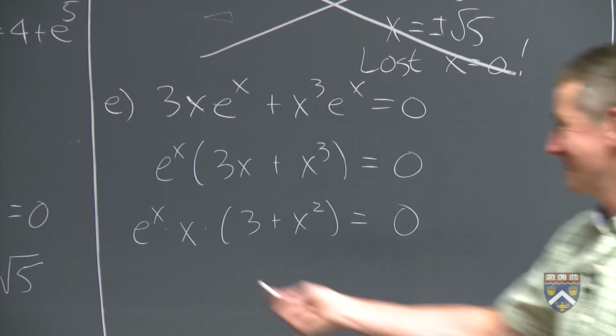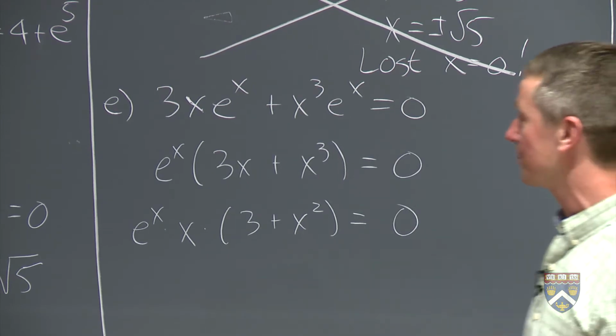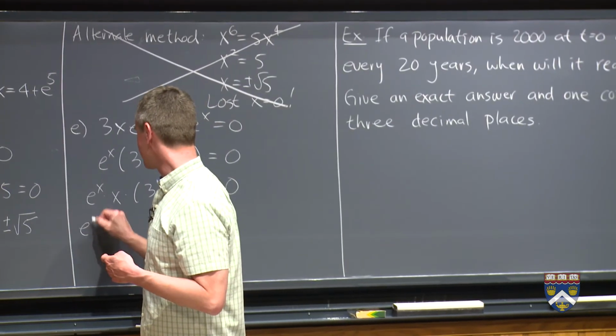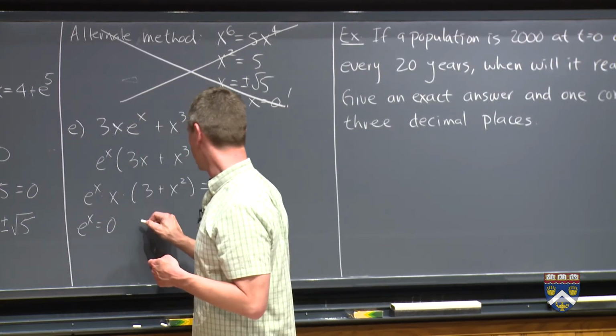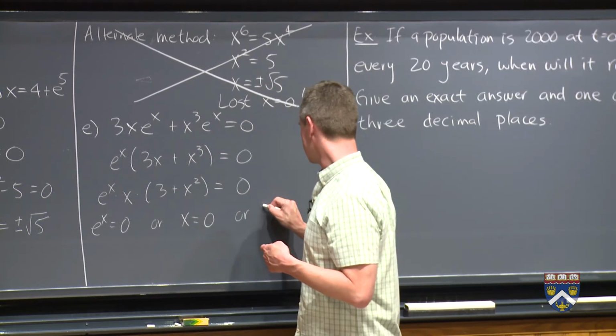So now we have three quantities multiplied together that are equaling 0. And over the reals, that can only happen if one of those quantities is 0. So that must be either e to the x is 0, or x is 0, or 3 plus x squared is 0.